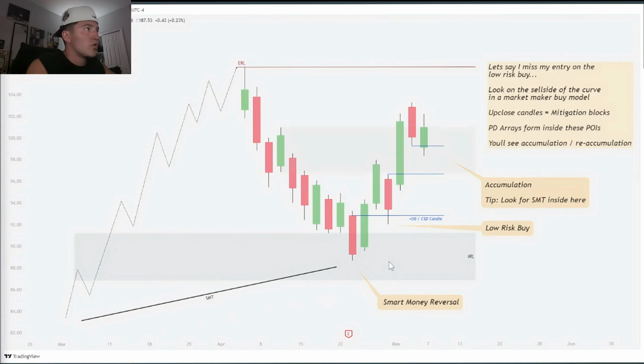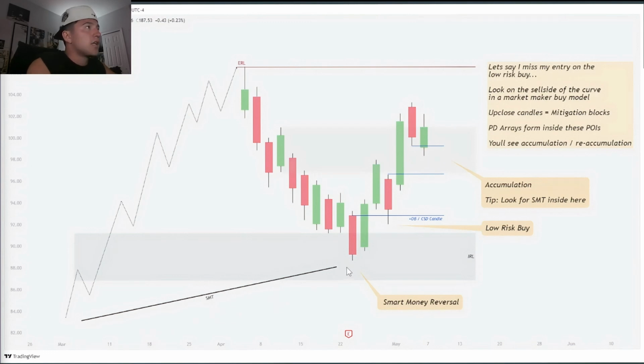Just like here, what you want to see is price closing above that high of the up close candle on the sell side of the curve, confirming our mitigation block. Now we want to see a fair value gap be formed inside of that mitigation block. This would be where I would be looking for my next entry if I missed the low risk buy. And another tip that you would do here for more confirmation, look for SMT divergence inside of that fair value gap when price reaches the accumulation stage.